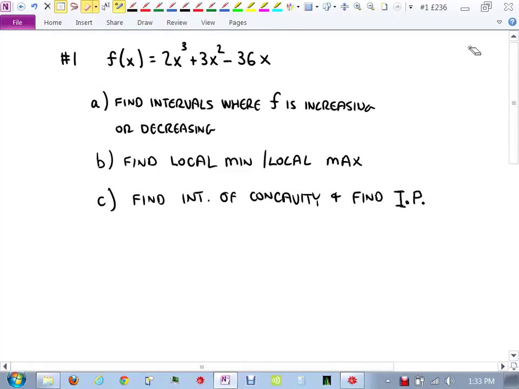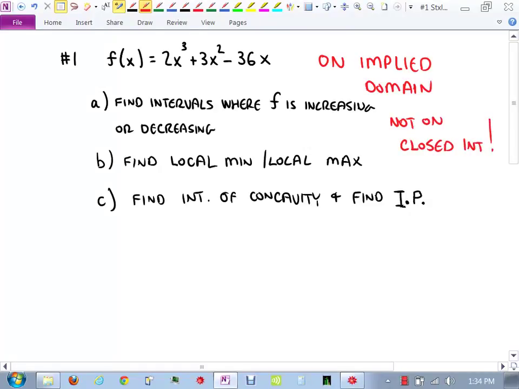Here, I give you no interval. So we're looking at the function on its entire domain and saying, hey, where are the high and low points, right? And where do you change concavity? So that's a huge difference. So I'm going to point out here in red, we're doing this on the implied domain. We're not doing it on an interval. Not on closed interval. That's a big deal, as we'll see later.